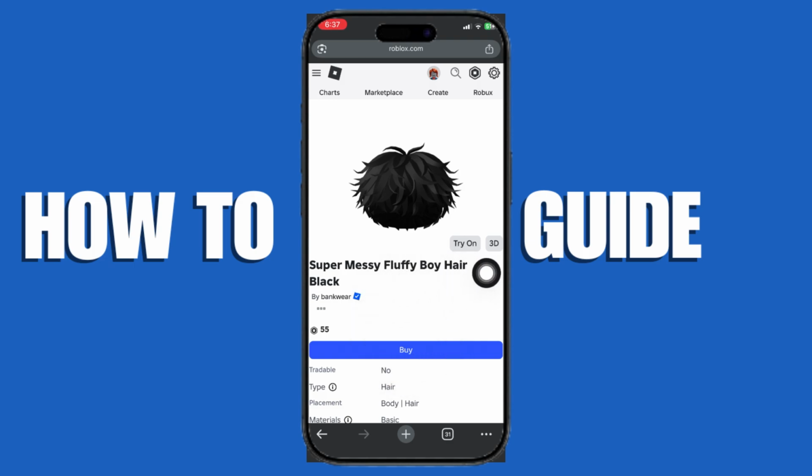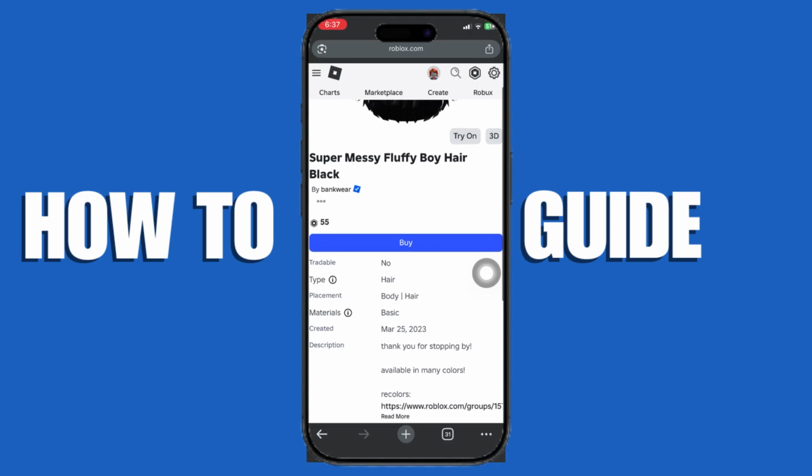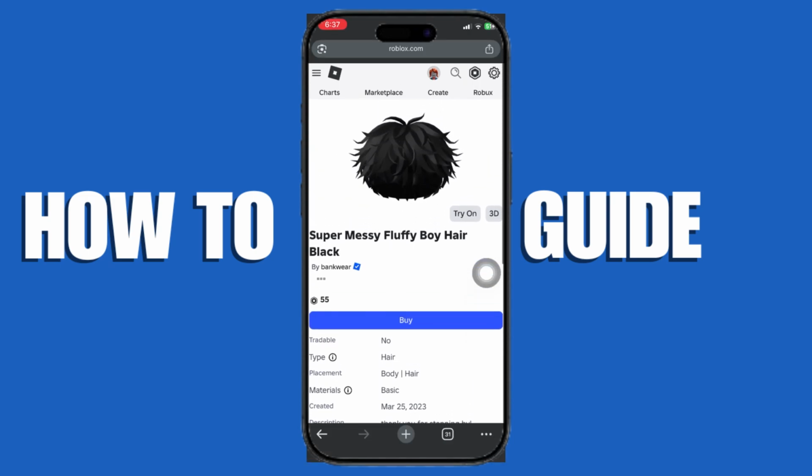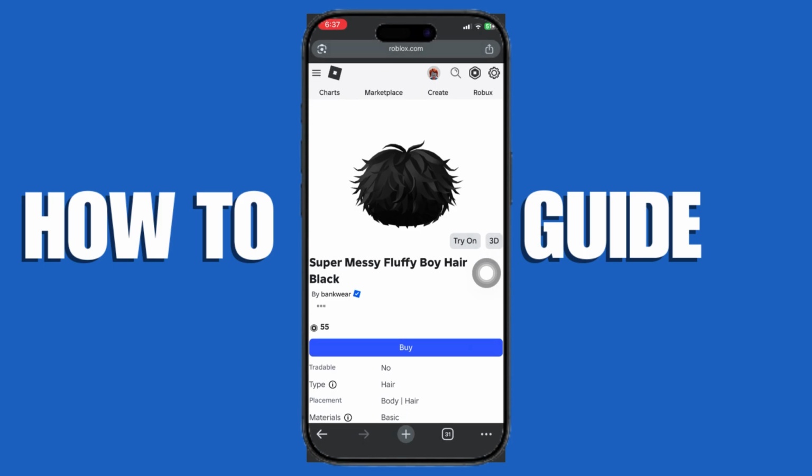Always double check the price before confirming to avoid mistakes. And remember, there is no direct send Robux button on mobile, so this is the only legit method to transfer Robux safely.